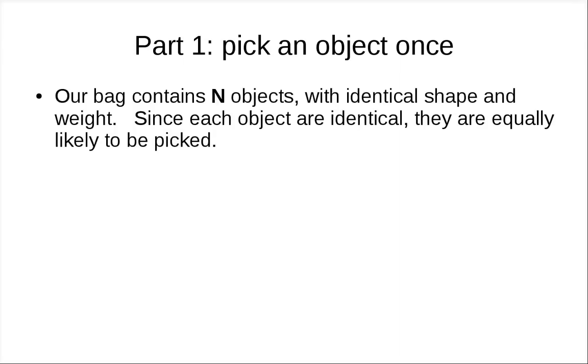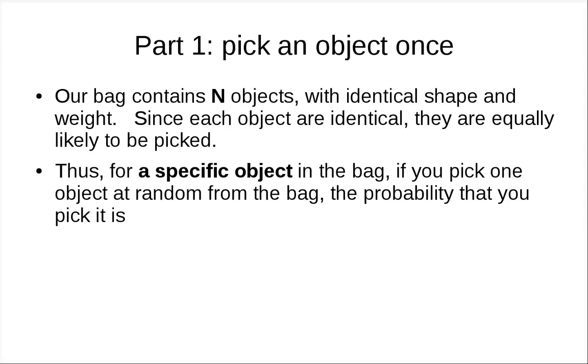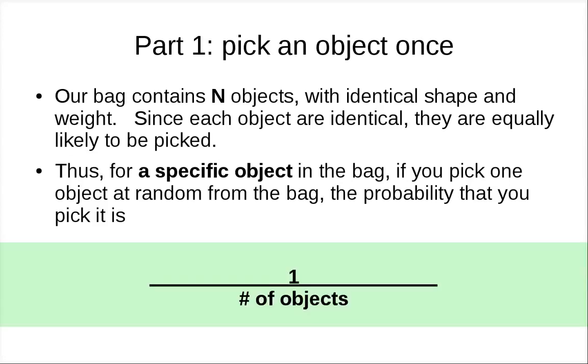Okay, so in this simple model, we have a bag that contains n objects. They all have identical shapes and weight, so that we are equally likely to pick any one of them. Therefore, if you pick one object from this bag at random, the probability that you're going to pick a specific object that you have in mind is what? Because they are all equally likely, the probability is 1 over the number of objects.